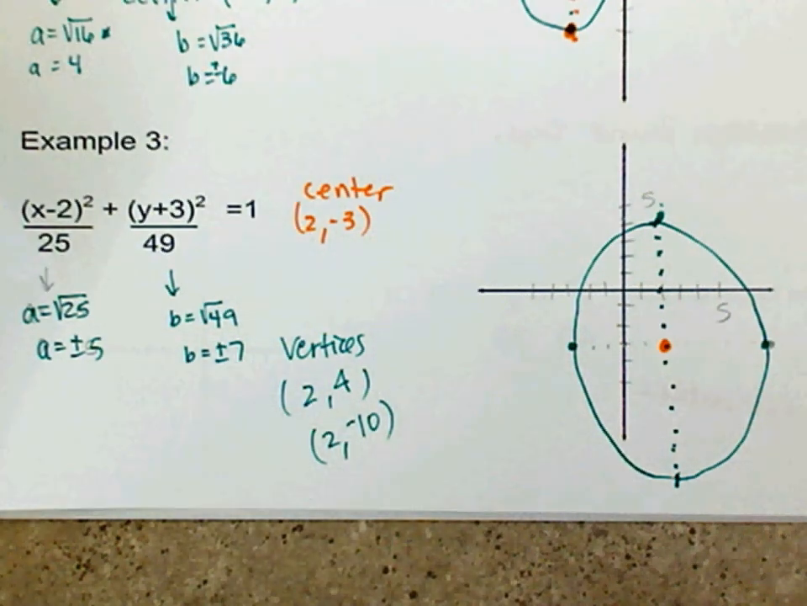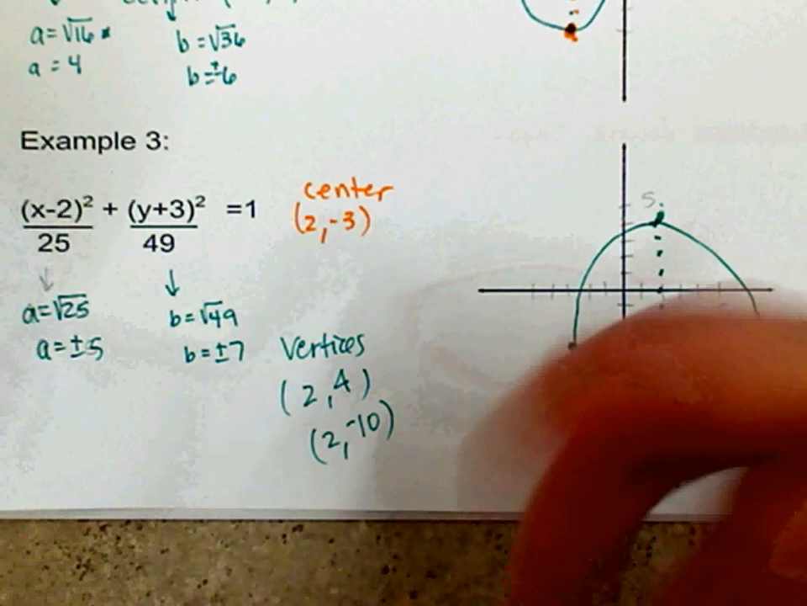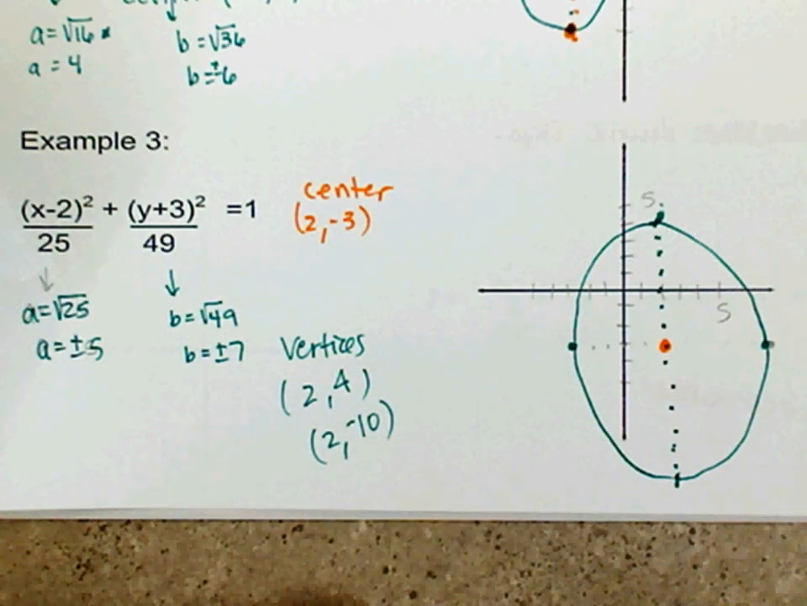That's all I want today, is for you to graph and label your vertices. Not the co-vertices, just the vertices.